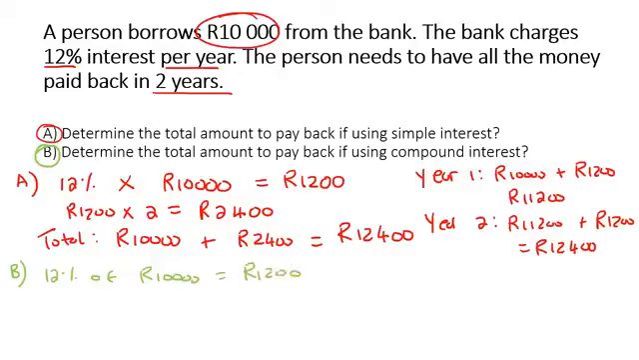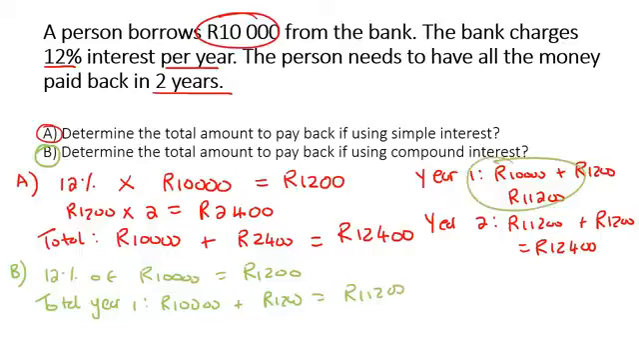1,200 Rand. Now with compound interest, you're not going to say times 2. What you're going to do is you're going to work out your total. So your total after the first year, after year 1, is going to be 10,000 plus 1,200, and that's going to give you 11,200. So the first year will be the same for simple and compound. But here's where things become different for compound. Because now, going into year number 2, you're going to take the 12%, but you're going to take it of this number. So you're going to say, what is 12% of 11,200?